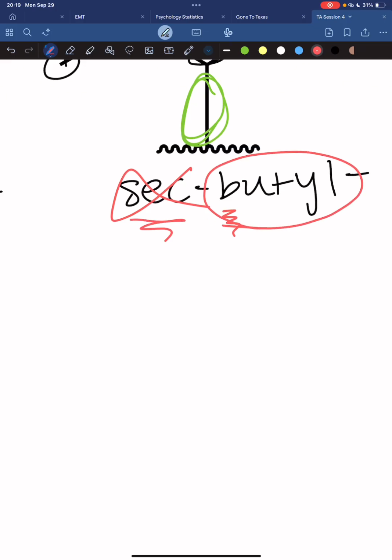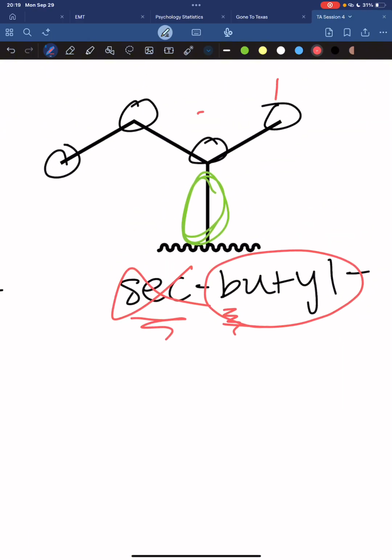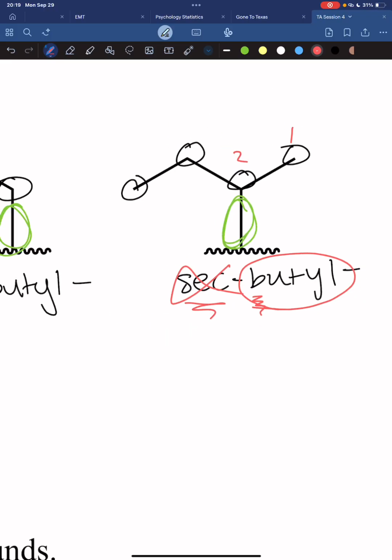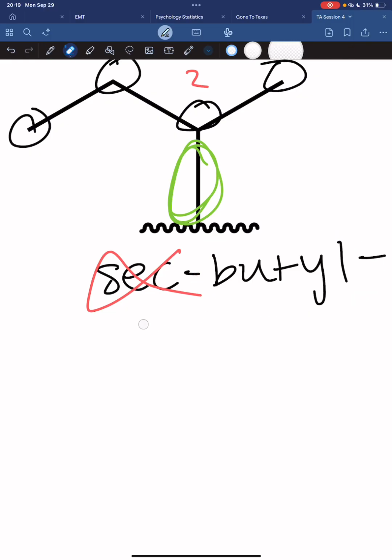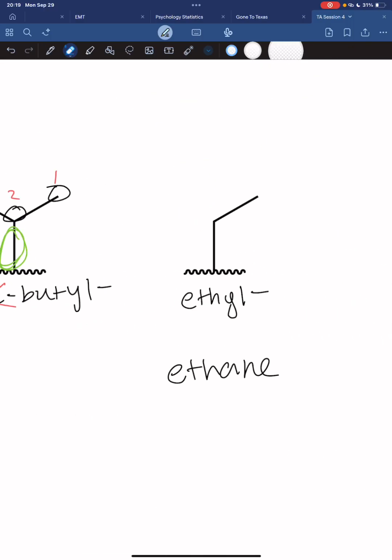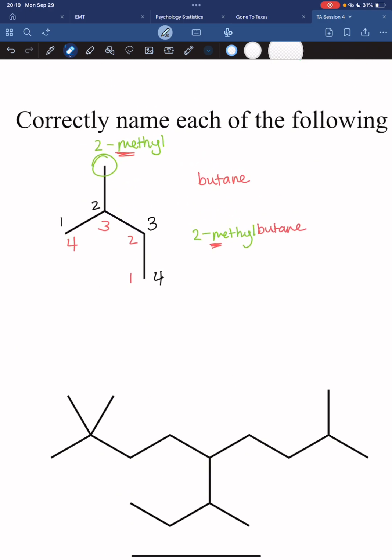Because think about this like another substituent. The sec is saying you're connecting to the second carbon. It's like a modifier of some sort. So you use the main chain butyl because we have 4 carbons here. And then everything else is good. All right, so this first molecule is going to be 2-methylbutane. Pretty simple, right? Not too bad.